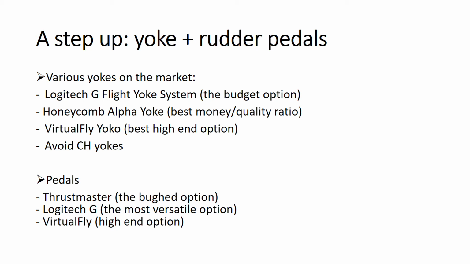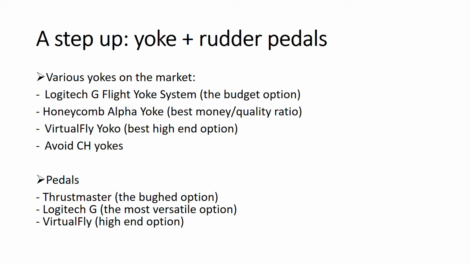Now, recently a new yoke has been introduced by Honeycomb. It's called the Alpha yoke, and this has by far the best money to quality ratio. It costs around $250, I think, and I would highly recommend it. I've only heard good things about it. Really, really worth it from what I've heard. It has many advantages, and you can watch some comparisons on YouTube and some reviews. A lot of people have made them.